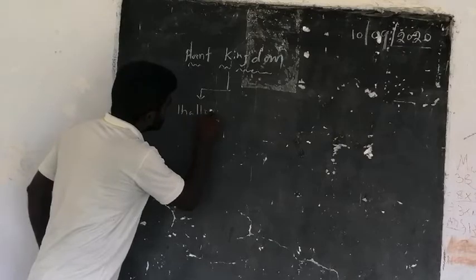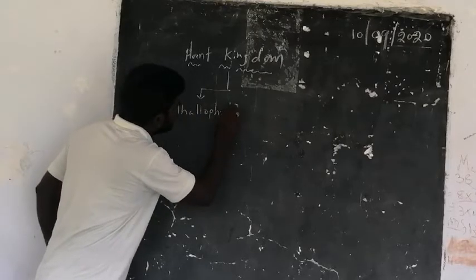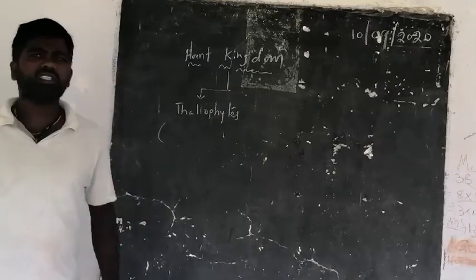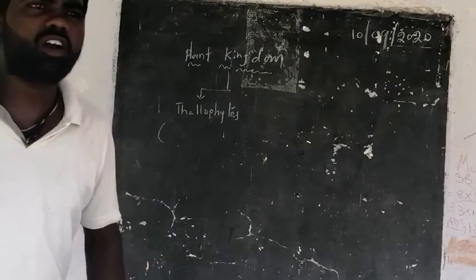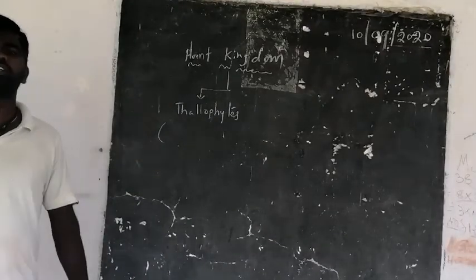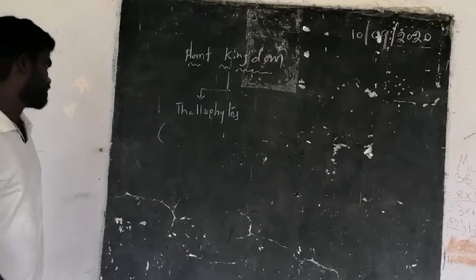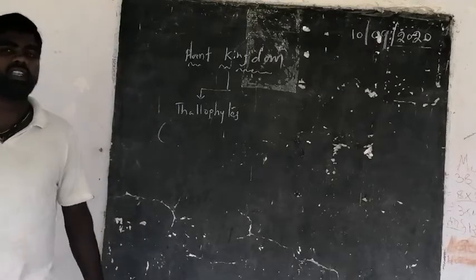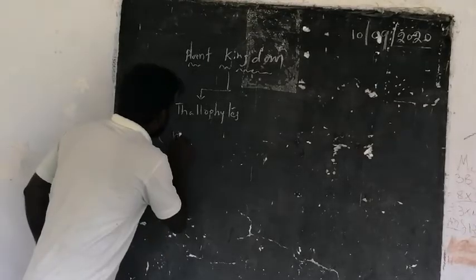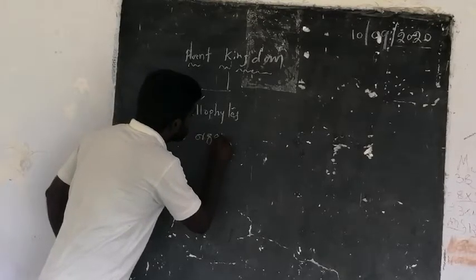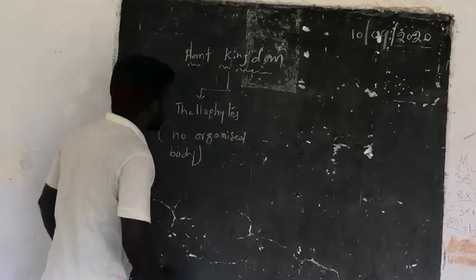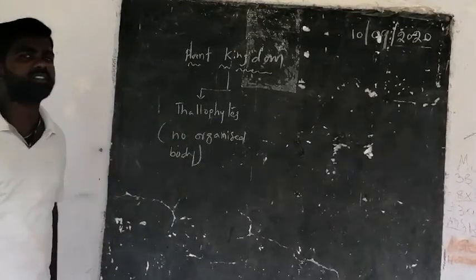Thallophytes. Here, in the thallophytes, there is no organized body or perfect shape of the body in some of the plants, and these are called thallophytes. No organized body.